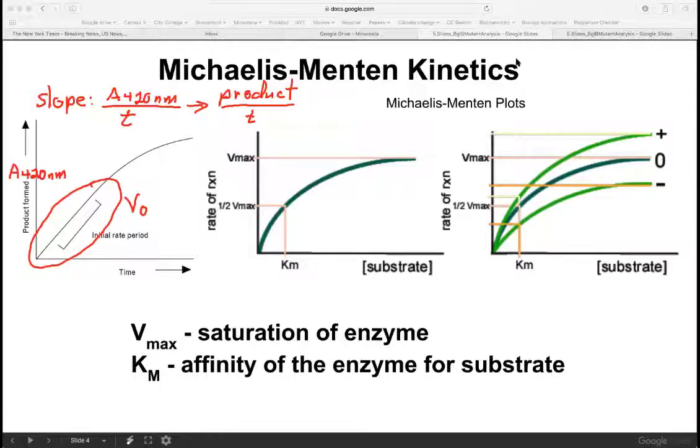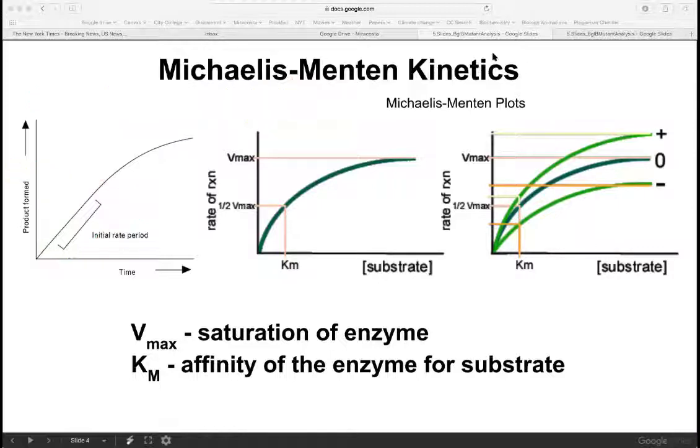All right, so we can get that V0 measurement, or the reaction velocity, and we can measure that reaction velocity at different substrate concentrations. That's what this plot is down here. This approach is called Michaelis-Menten kinetics, and the plots that we get out of it are called Michaelis-Menten plots. And as part of your lab report, you're going to be making these Michaelis-Menten plots. What they are is you're varying the amount of substrate, and then you're measuring that V0 once again at different substrate concentrations. And what you typically get is a curve like this.